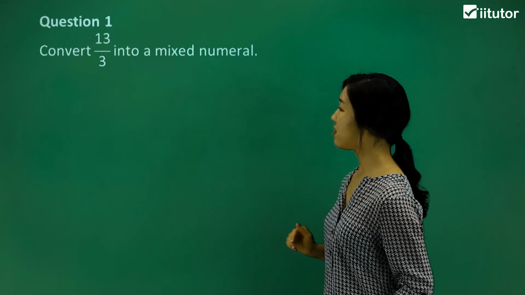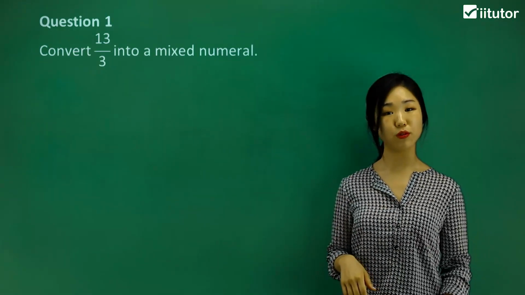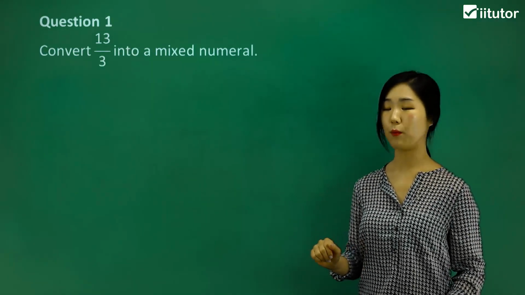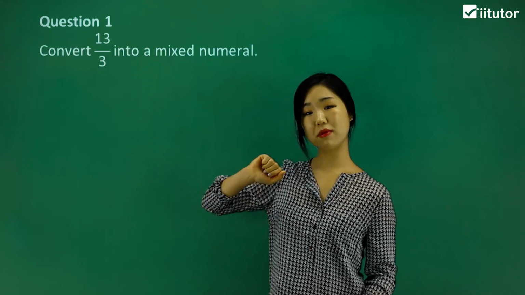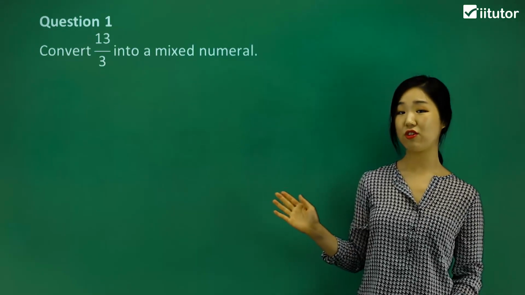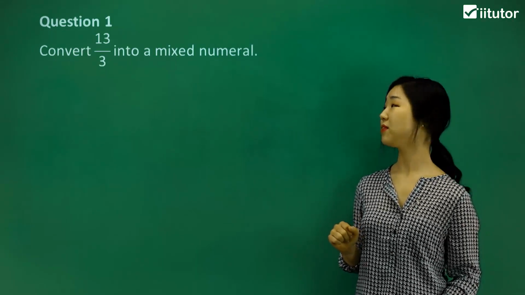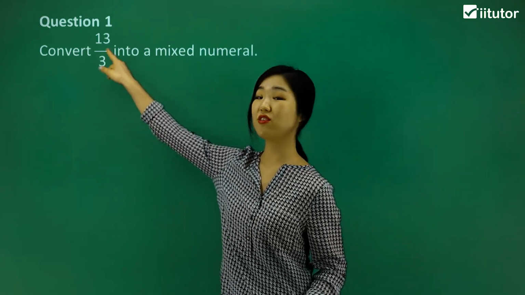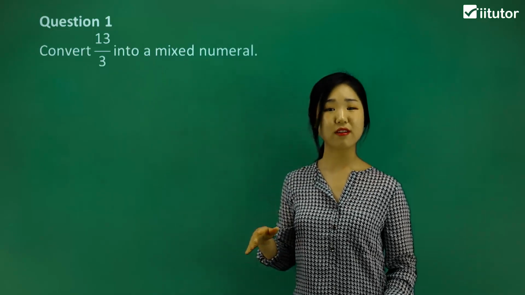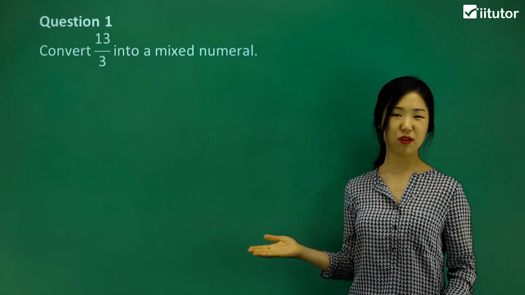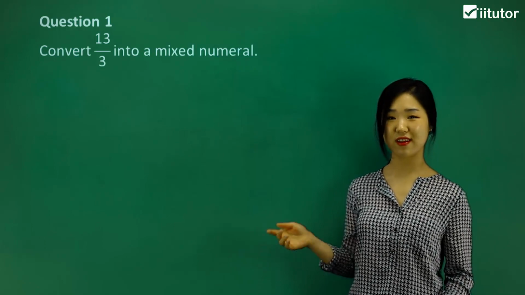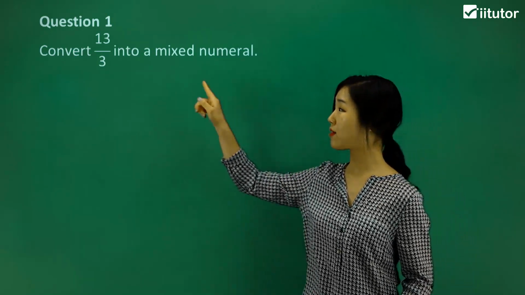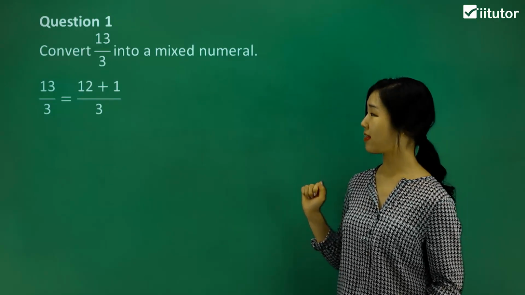It says convert 13 over 3 into a mixed numeral. So currently the fraction is in an improper form. See, the numerator is larger than the denominator. So now we have to change it to a mixed numeral. Yeah? So again, ask yourself, how many lots of 3's can fit into 13? I know that 3 times 4 is 12. If I do 3 times 5, that will be 15. That will be too much, isn't it? Because it exceeds 13.